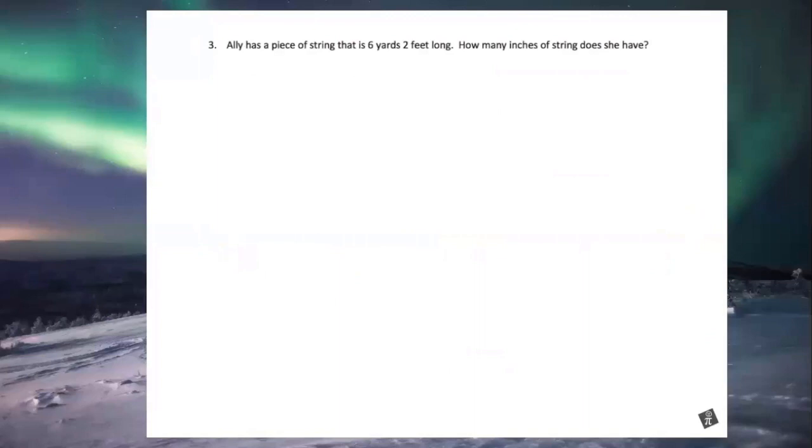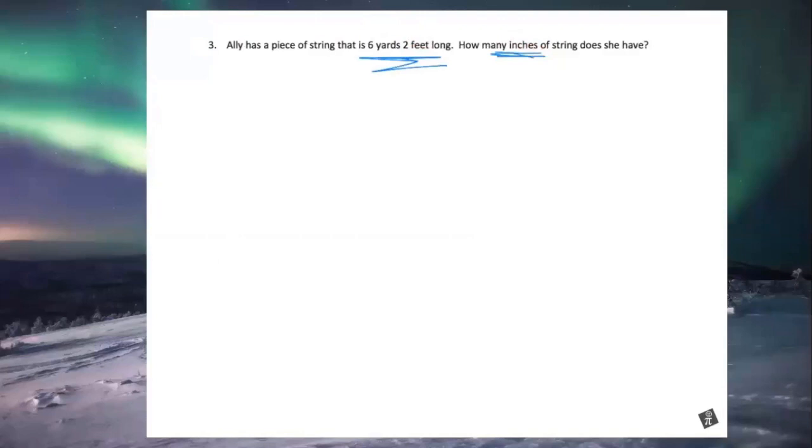So here we've got Allie, good old Allie, and she has a piece of string that is 6 yards, 2 feet long. How many inches of string does she have? So we've got yards and feet, but we want to know inches, all right?